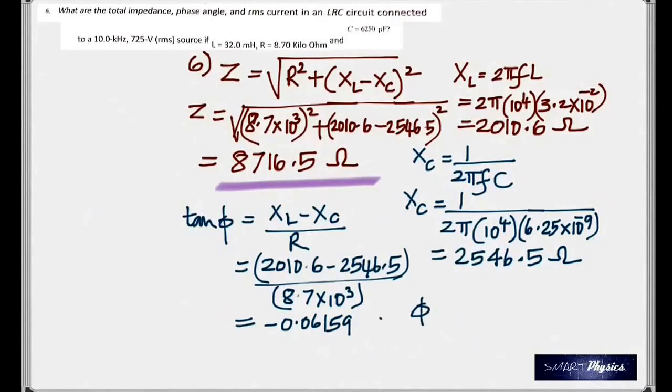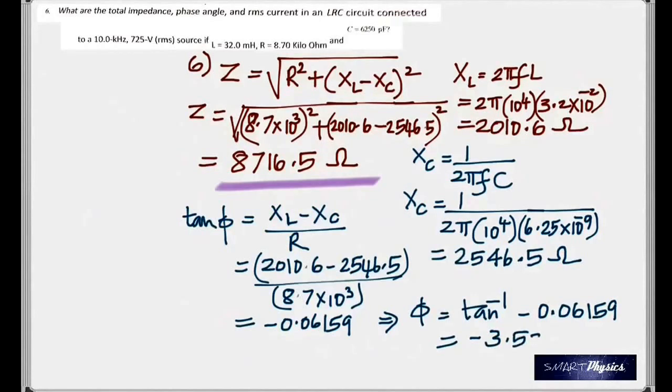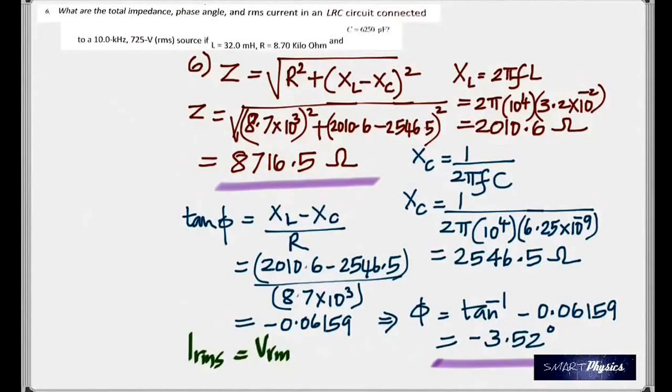Then when you put it in your calculator, you're going to get tan inverse of that negative number. Make sure your calculators are in degrees. So you get negative 3.52 degrees. You know that negative there matters. It shows that it lags, isn't it? Because if it's positive, it leads. Negative lags. Okay, and then you also have to find the RMS current.